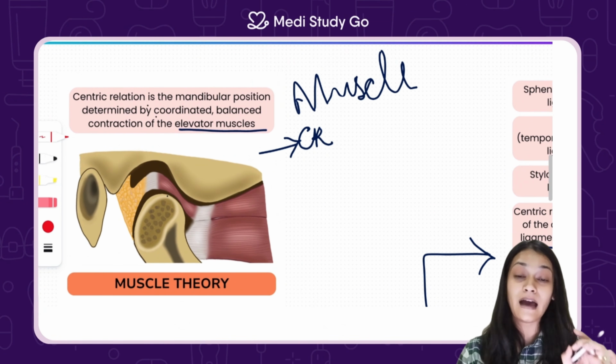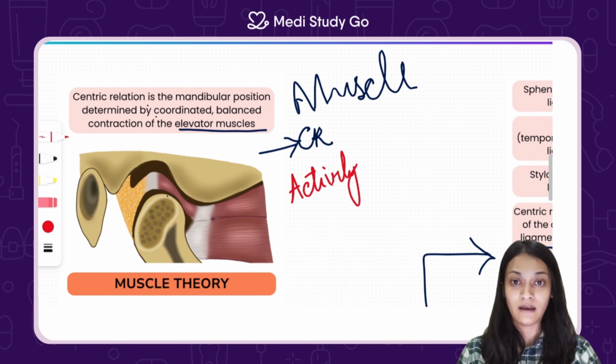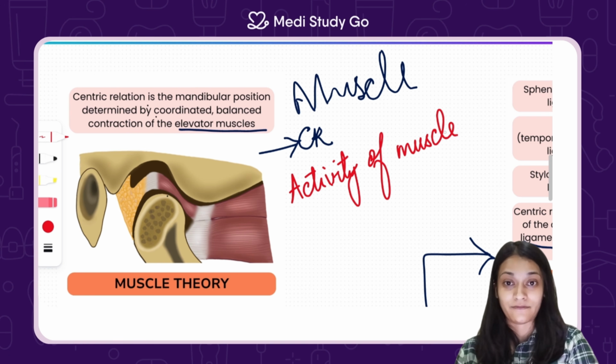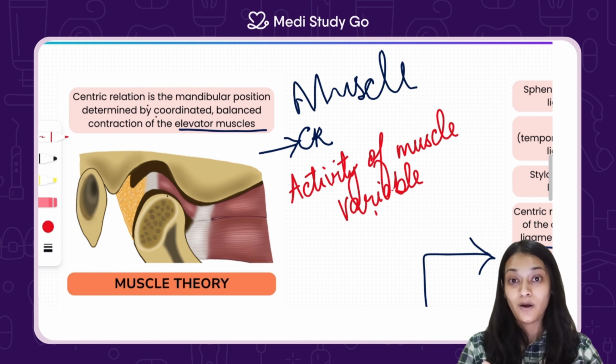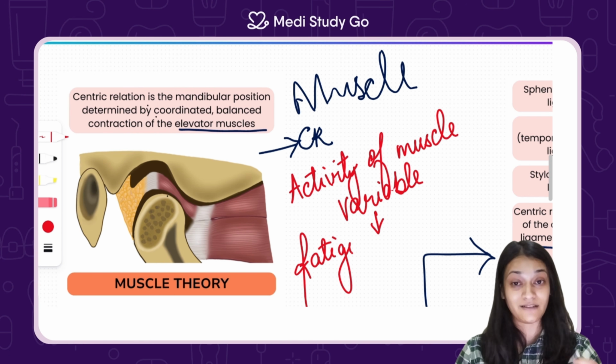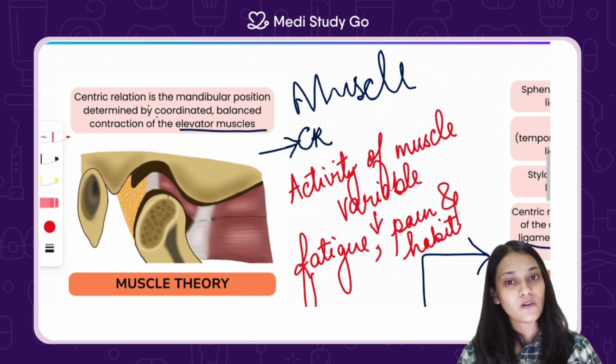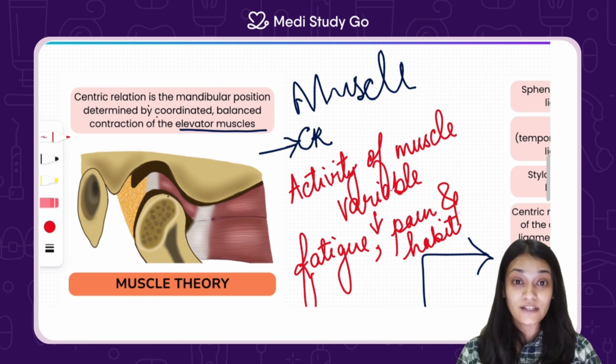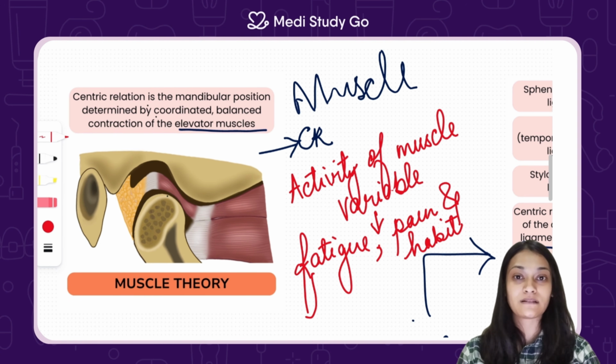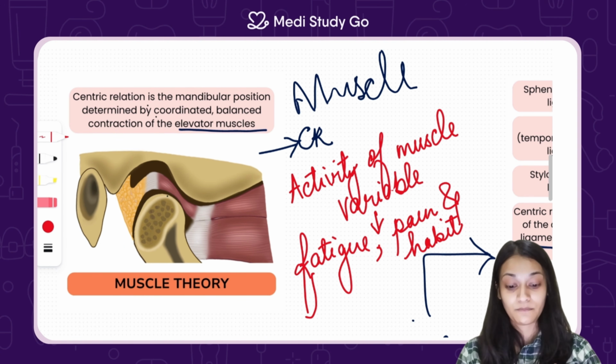It says that the activity of muscle is very variable. At times, the muscle can be overactive. If the person is a bruxer, what is going to happen? There's going to be overactivity. So it can be affected by fatigue, by pain, and also by habit. And hence, this was also not accepted. So it was the osteofiber theory that was considered to be most perfect.